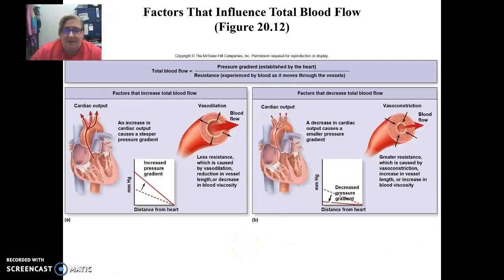So this is just a figure that shows how to figure out blood flow. You have the pressure gradient, and that's going to be divided by the resistance. And here are the different resistance factors: the size of the lumen, the thickness of the blood, and the length of the blood vessel. Okay?